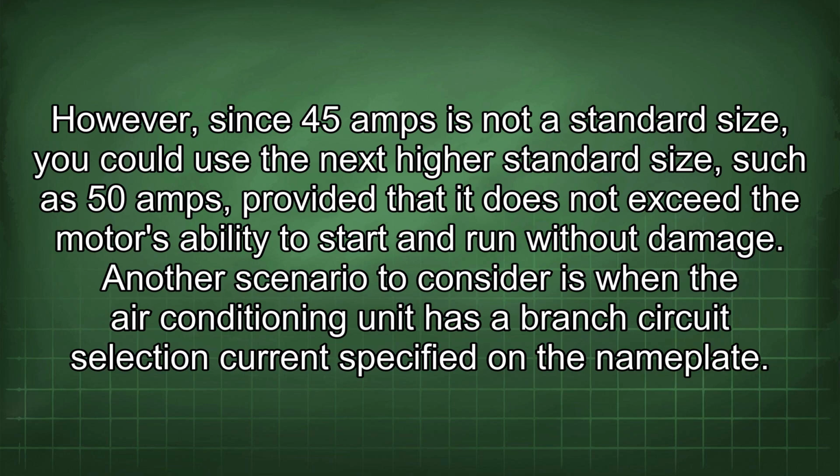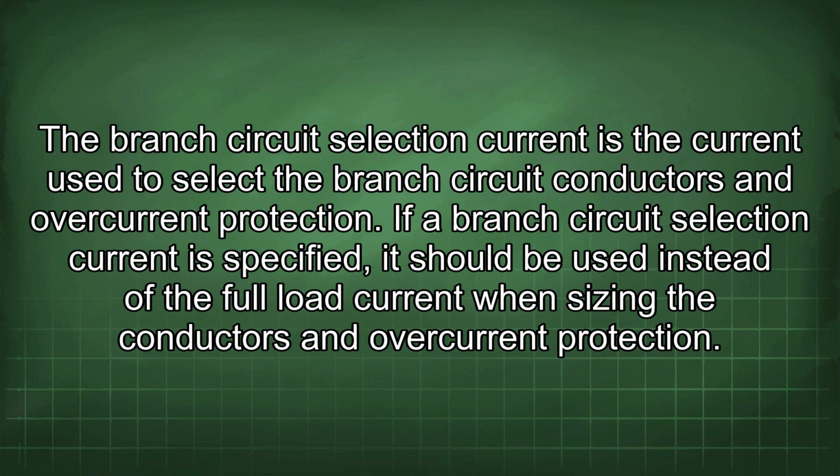Another scenario to consider is when the air conditioning unit has a branch circuit selection current specified on the nameplate. The branch circuit selection current is the current used to select the branch circuit conductors and overcurrent protection. If a branch circuit selection current is specified, it should be used instead of the full load current when sizing the conductors and overcurrent protection.